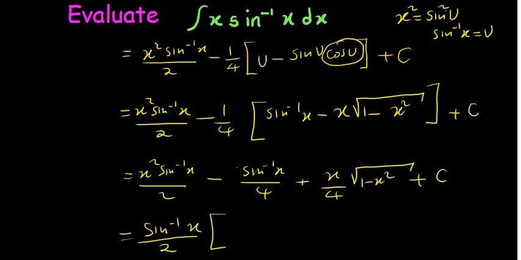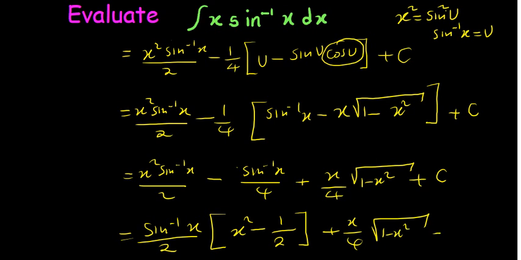And so what will remain here is simply x squared. What remains here is a 1 over. Since we removed a 2, only a 2 is going to remain. And then we have x over 4, and then the square root of 1 minus x squared, then plus c.